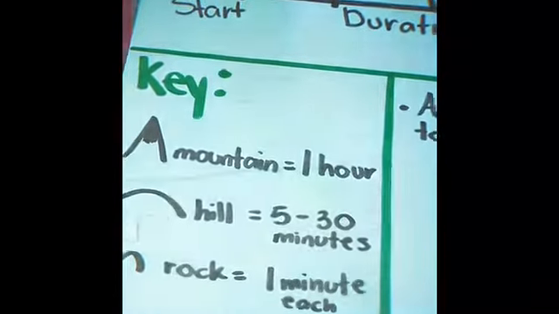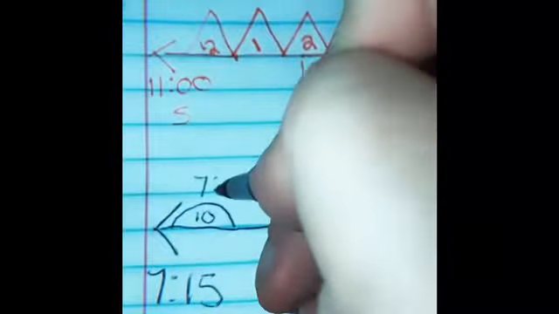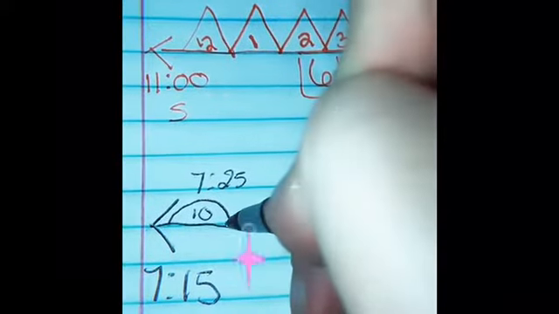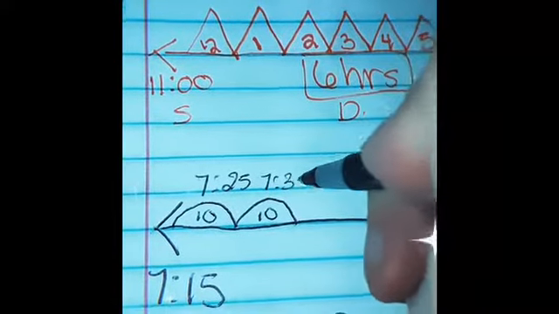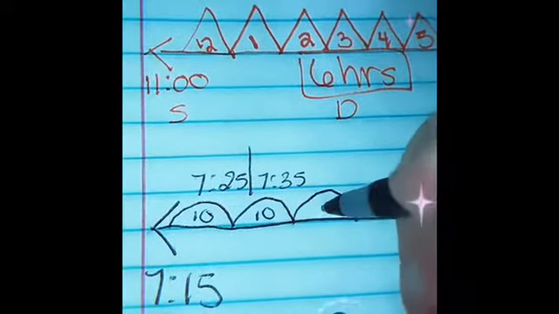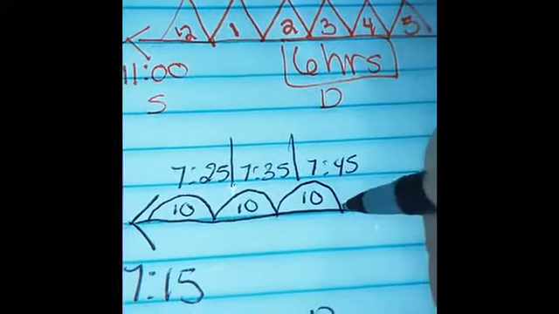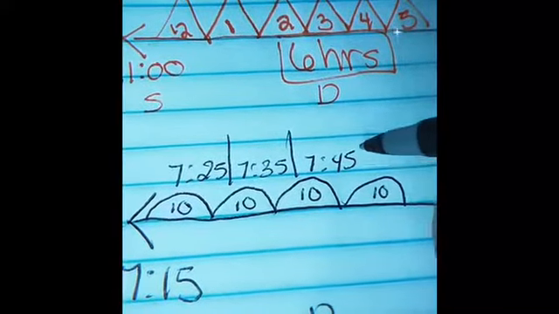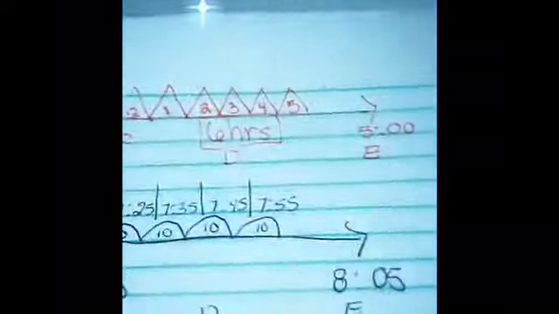So we can do hills or rocks. I'm going to use hills of 10. So my hills are going to go by 10. That would be 7:25. Another 10, that would be 7:35. Another hill, I'm sorry, that would be 7:45. Another hill, 7:55. And I'm almost there.